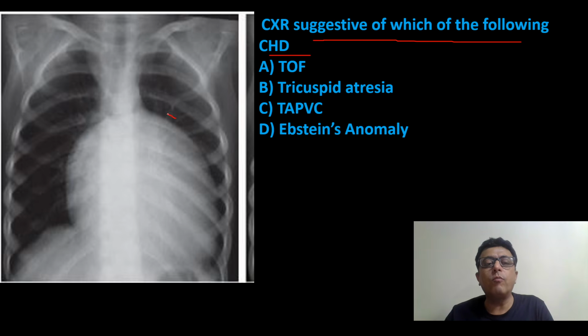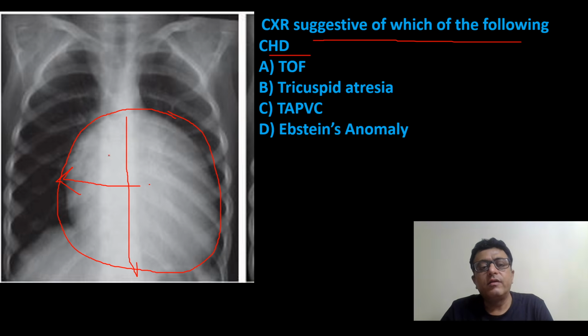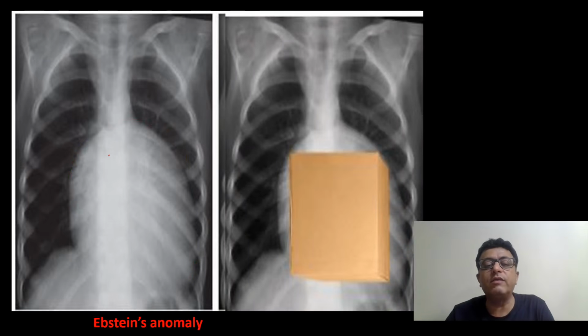Yes, a globular large heart is there. In the heart, this portion, the lateral border, is the RA. So definitely you can anticipate the right atrium is significantly dilated, which is responsible for this shape of the heart. This is known as box shaped heart. It is present in Epstein anomaly.